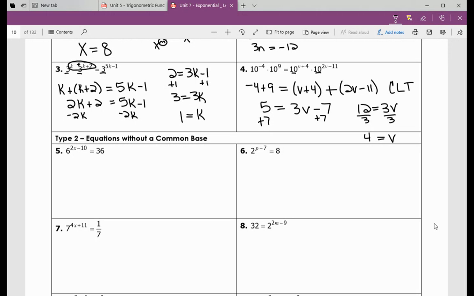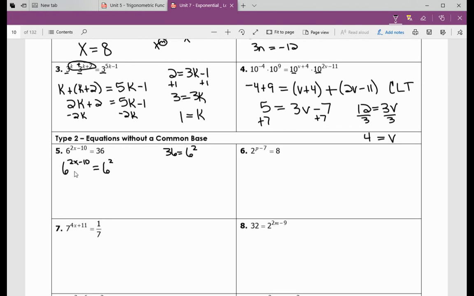Now, in the next set, type 2 equations, these are equations without common bases, but you should be able to change them to common bases. So on the left, I see a base of 6. On the right, I see a 36. I can rewrite 36 as a base 6 number. Do y'all agree that 36 is the same thing as 6 squared, 6 times 6? So I'm going to rewrite the right-hand side to have a base 6.